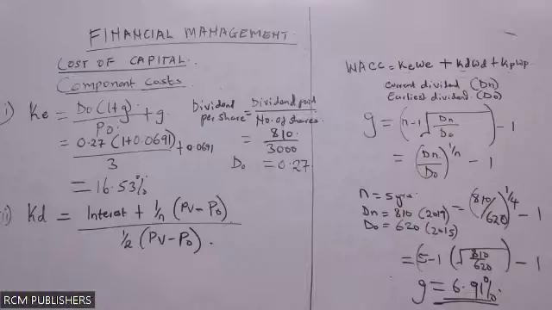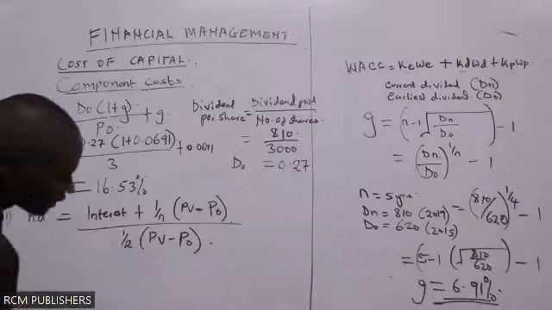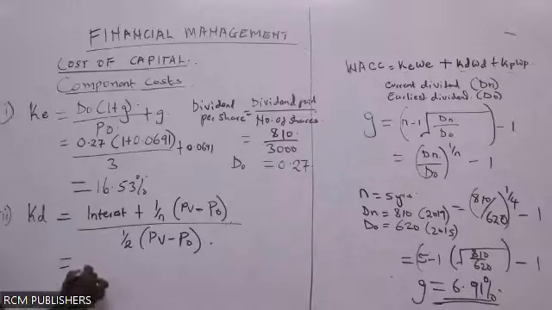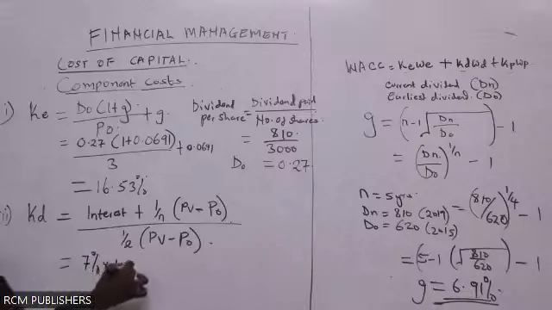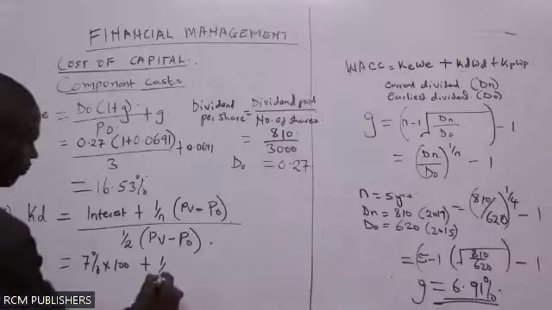The par value we are given is 100. What about the interest? Interest will be 7% of 100, so this will be equal to 7 divided by 100. Then I add 1 over n. What is my n? What is our n? 10 years. Thank you, 10 years.